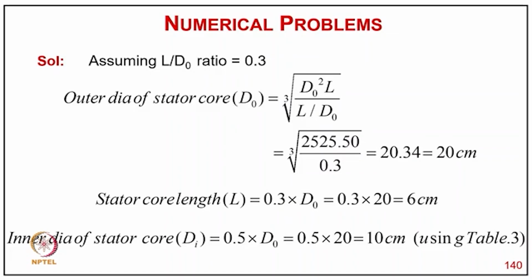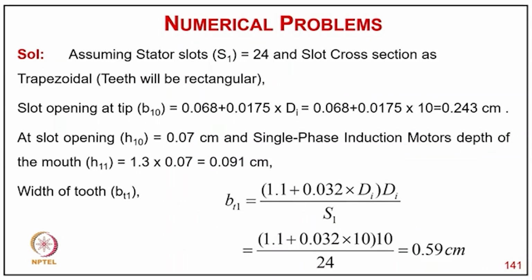Now inner diameter of stator core Di equal to 0.5 D0, and it comes 10 centimeter using the table third. Now typically assuming stator slot equal to 24 and slot cross section area at a result teeth. Now slot opening at tip is ratio B10. From using this formula it comes 0.243 centimeter, and that slot opening as 10 is 0.707 centimeter. For single phase motor depth of mouth H11 comes 0.091 centimeter, and width of the tooth BTR equal to, putting into the relation, it comes 0.59 centimeter.